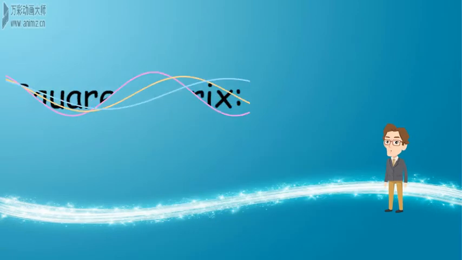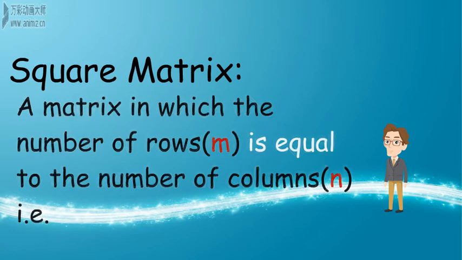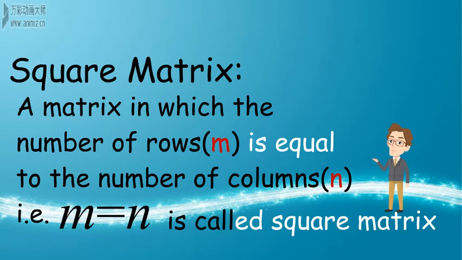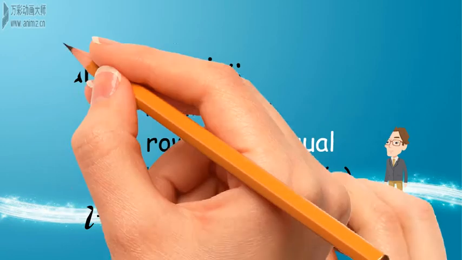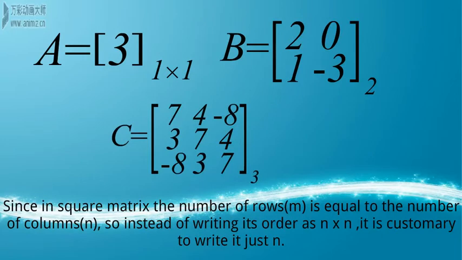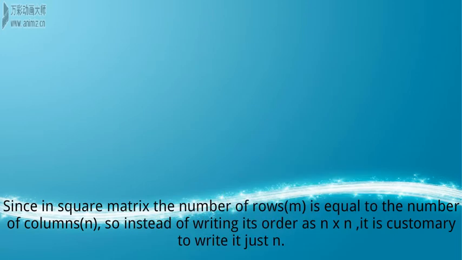Square matrix: a matrix in which the number of rows m is equal to the number of columns n, that is m = n, is called square matrix. Examples are: since in square matrix the number of rows m is equal to the number of columns n, so instead of writing its order as n by n, it is customary to write it just n.